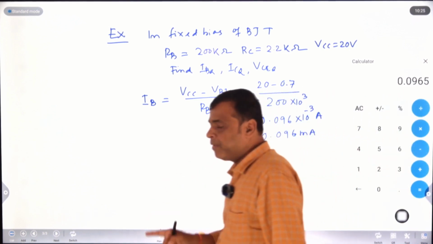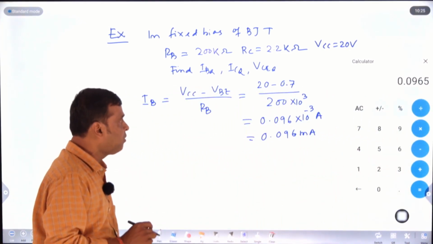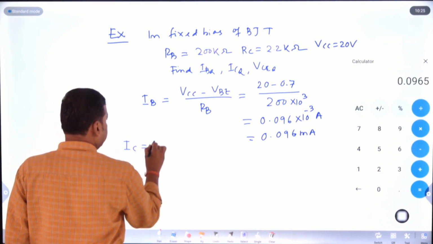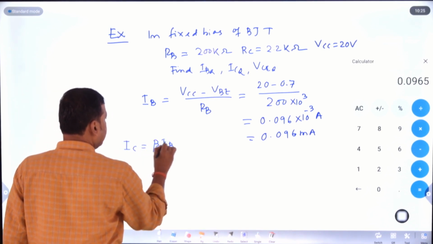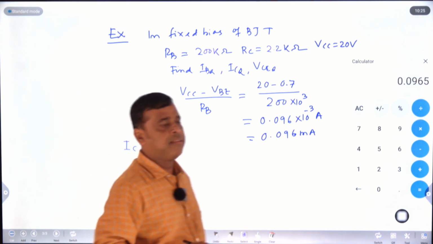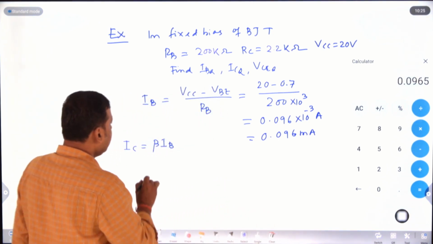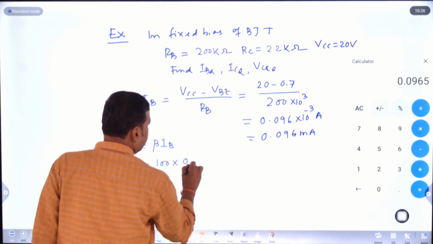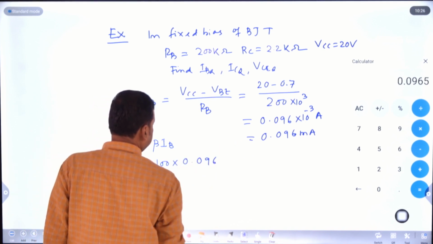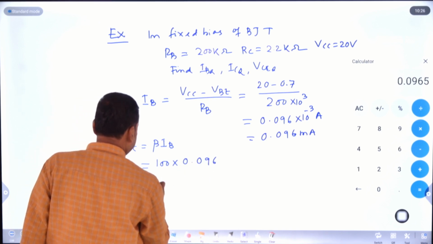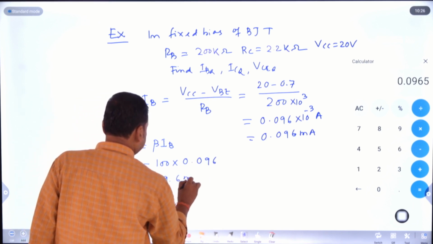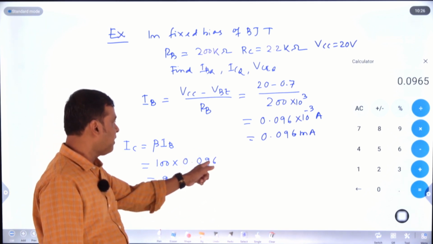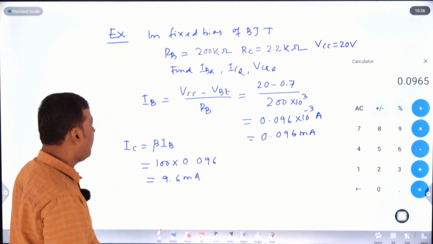After getting IB, you can find out IC, because IC equals beta IB. Beta is given as 100, so IC equals 100 times 0.096 milliampere. If you multiply by 100, the decimal point shifts, and that is 9.6 milliampere, which is IC.